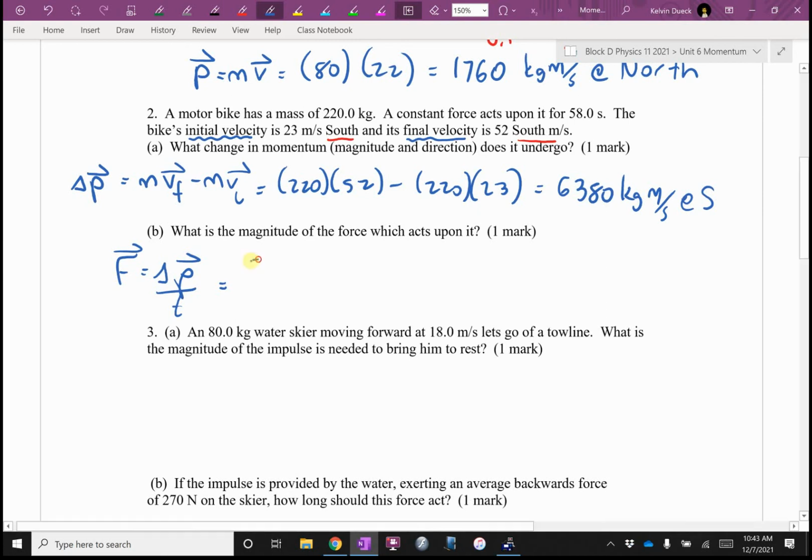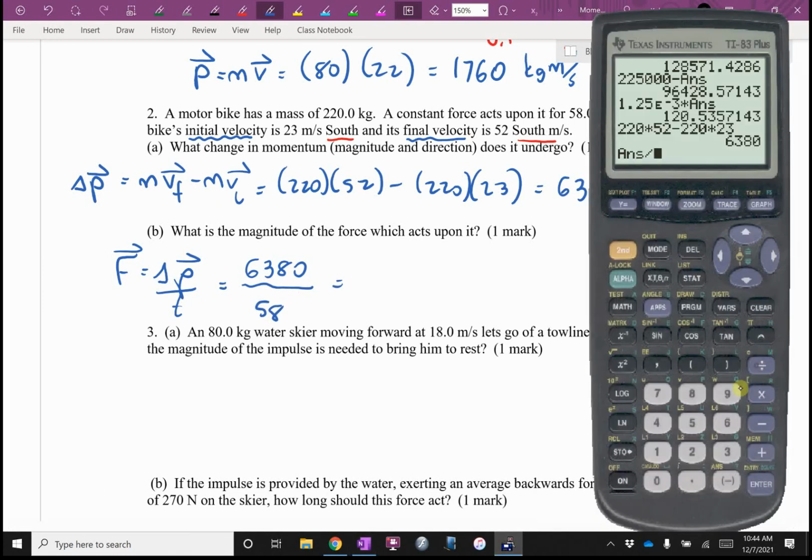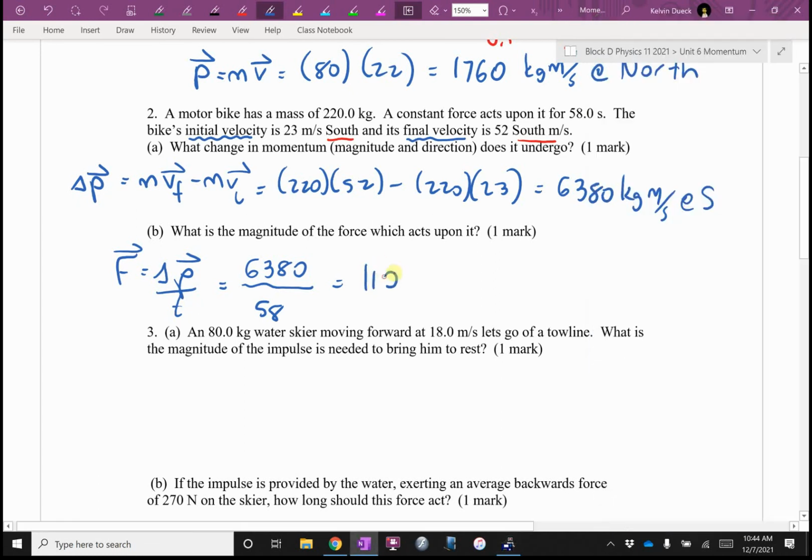So it's going to be 6,380 all over 58 divided by 58. And I get 110 newtons. It just wanted the magnitude. By the way, on the previous one, I would give you half mark for the magnitude, half mark for the direction.